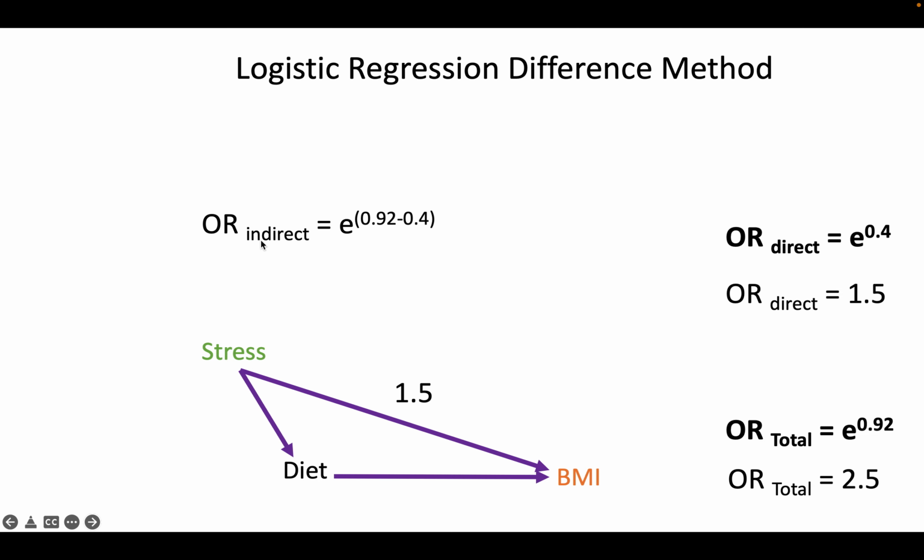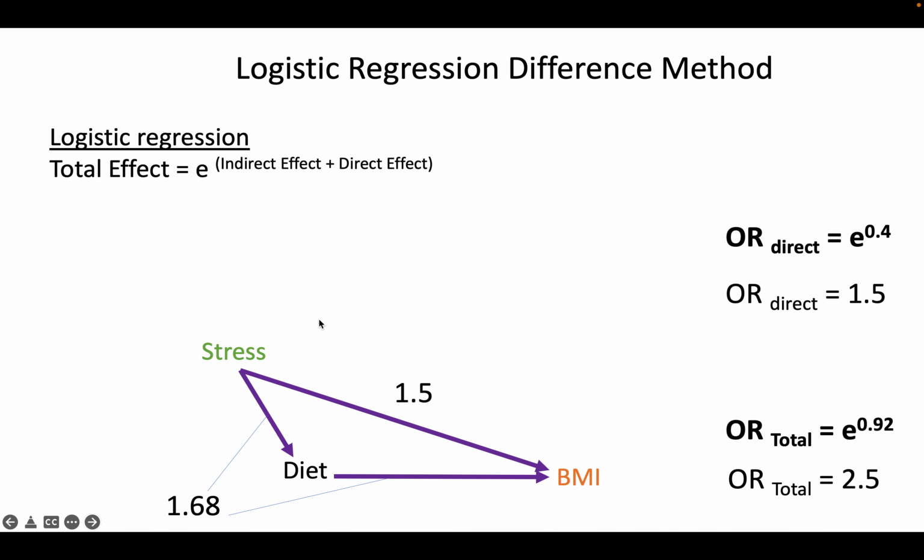So now, the same way as before, we find the indirect effect by having the total minus the direct. We can do that, but remember we're on a multiplicative scale, so to get that onto an additive scale, you need to exponentiate it. So we take these coefficients. We have 0.92 for the total effect minus 0.4 for the direct, and that comes out to an indirect effect of 1.68.